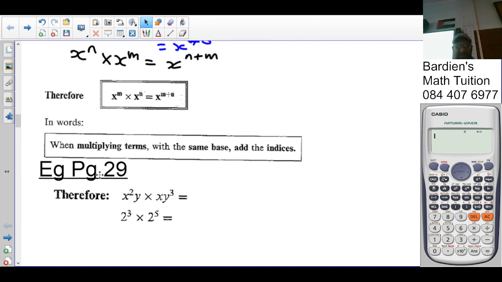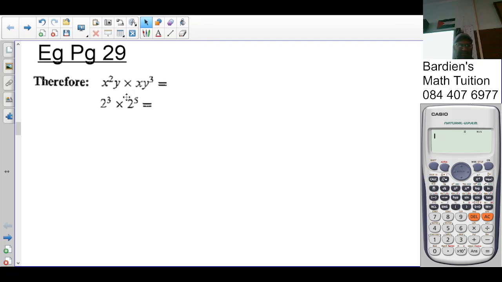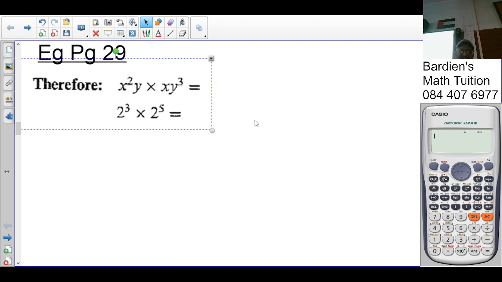So now we're going to look at a couple examples quickly. You guys finish? Yes? We can then conclude, therefore, x squared times x to the y cubed can be written as, write that down and the answer next to it, as well as 2 cubed times 2 to the exponent 5. You write that answer down as well. Okay?